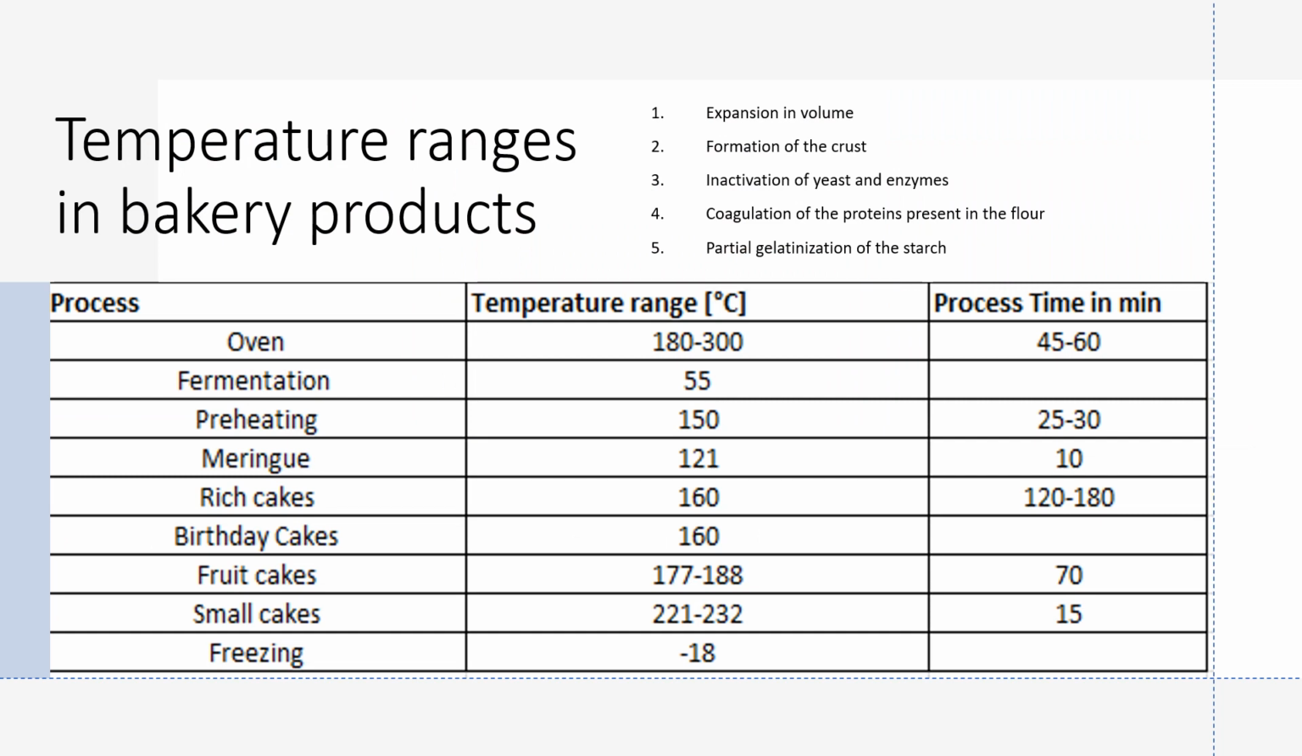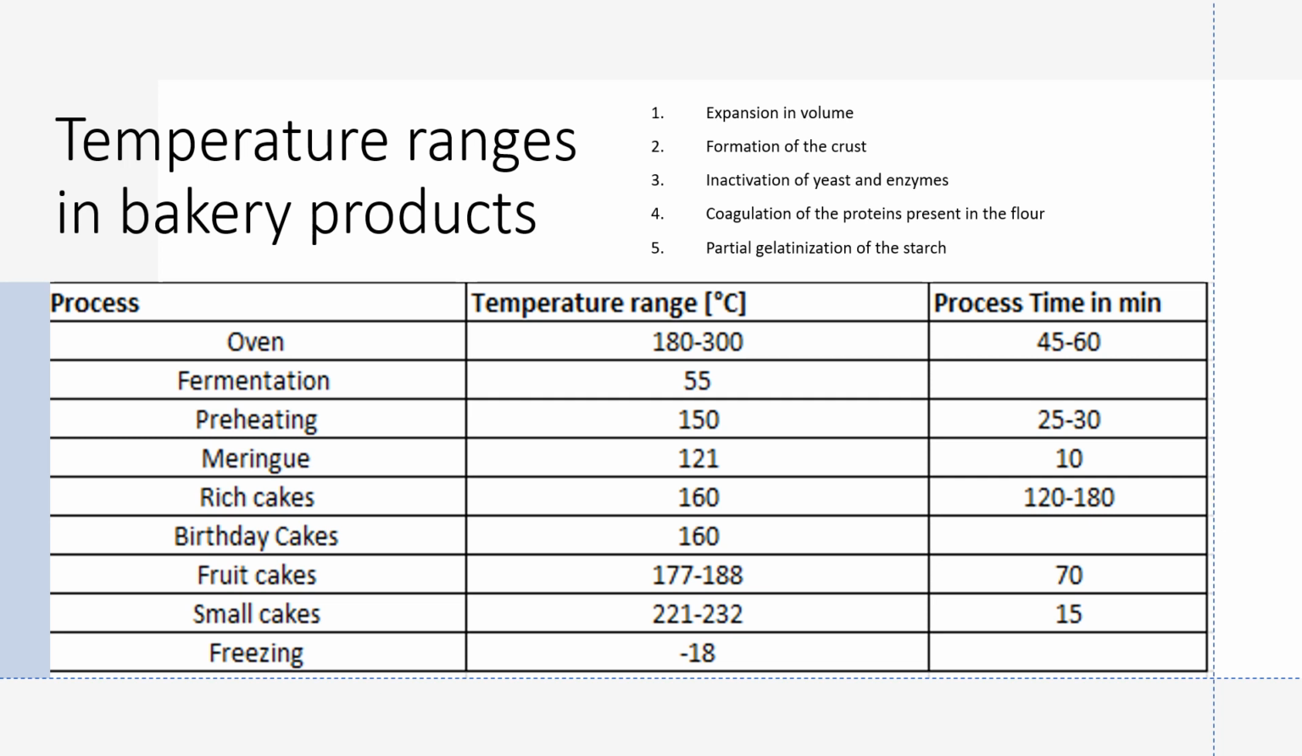Moving on to the temperature ranges in bakery products. The baking process transforms dough into a light, readily digestible, and flavorful product under the influence of heat. Within this baking process, the natural structures of the major dough constituents are altered irreversibly by a series of physical, chemical, and biochemical interactions. So what are the different changes?